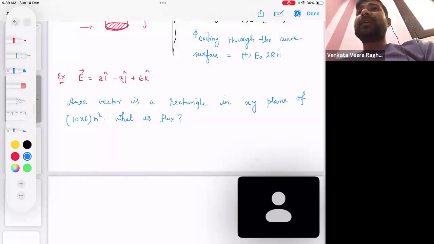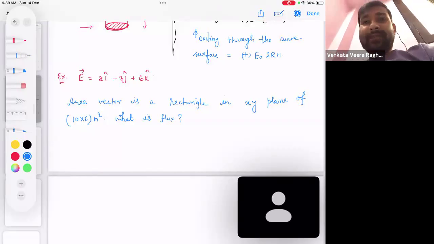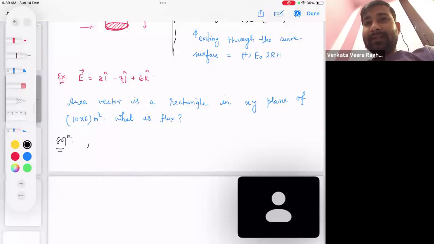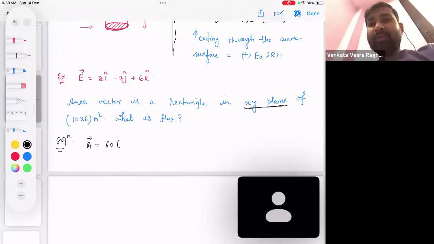If the area is in the xy plane, can I say the area vector will be in the z axis? So that means here in this example, what is the area vector? What is the area? 60. And it is in the xy plane. Xy plane means what? Area vector is in the z axis. Z axis means which direction? Plus k cap.